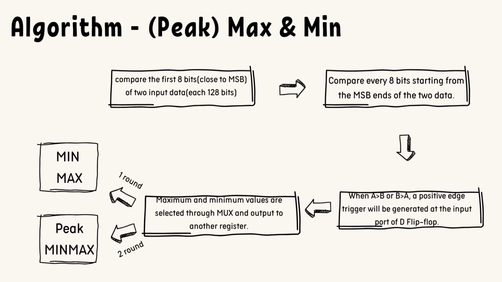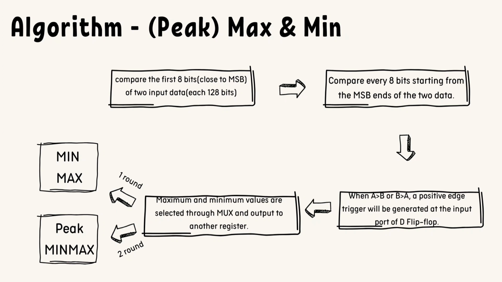Next, let's talk about the algorithm of min and max functions. For starters, we compare the first 8 bits that are close to the MSB of the two input data. Then, we compare every 8 bits starting from the MSB until the end of the two data. When A is larger than B or B is larger than A, a positive edge trigger will be generated at the input port of the flip-flop.